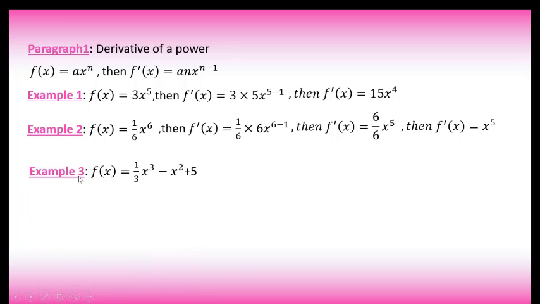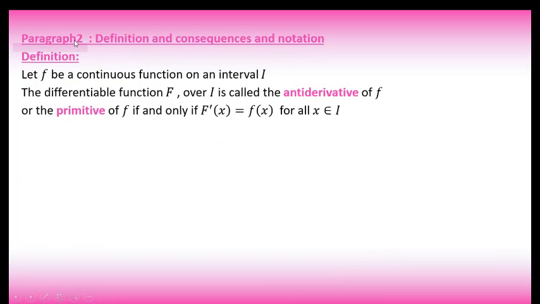Example number 3. How do you find the derivative of f of x? f of x has 3 terms. Derive each term alone. f of x equals, as you see it, then f prime: 3 multiplied by 3 is 9, subtract 1, a new power is 2. Derive x squared, minus 2x. Derive of 5, 0.